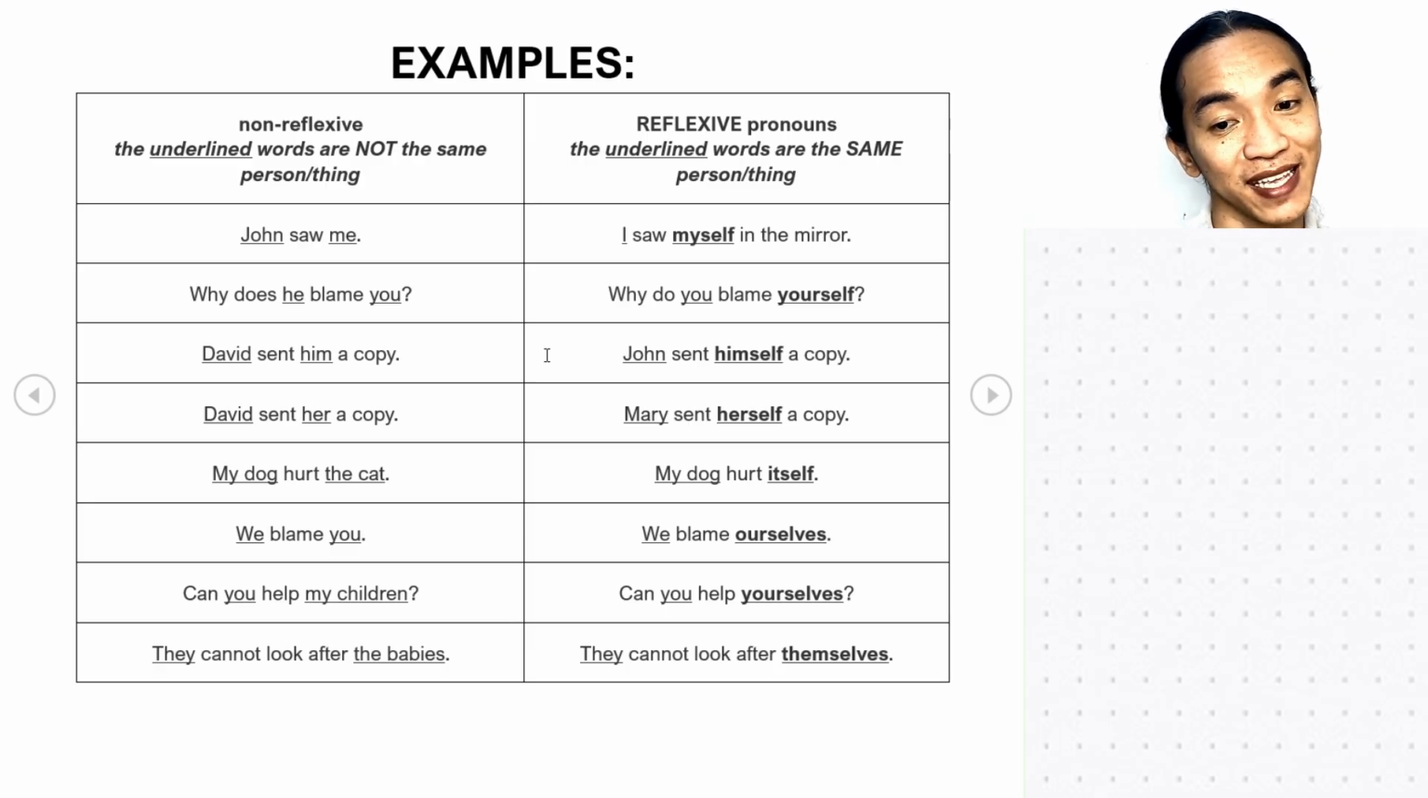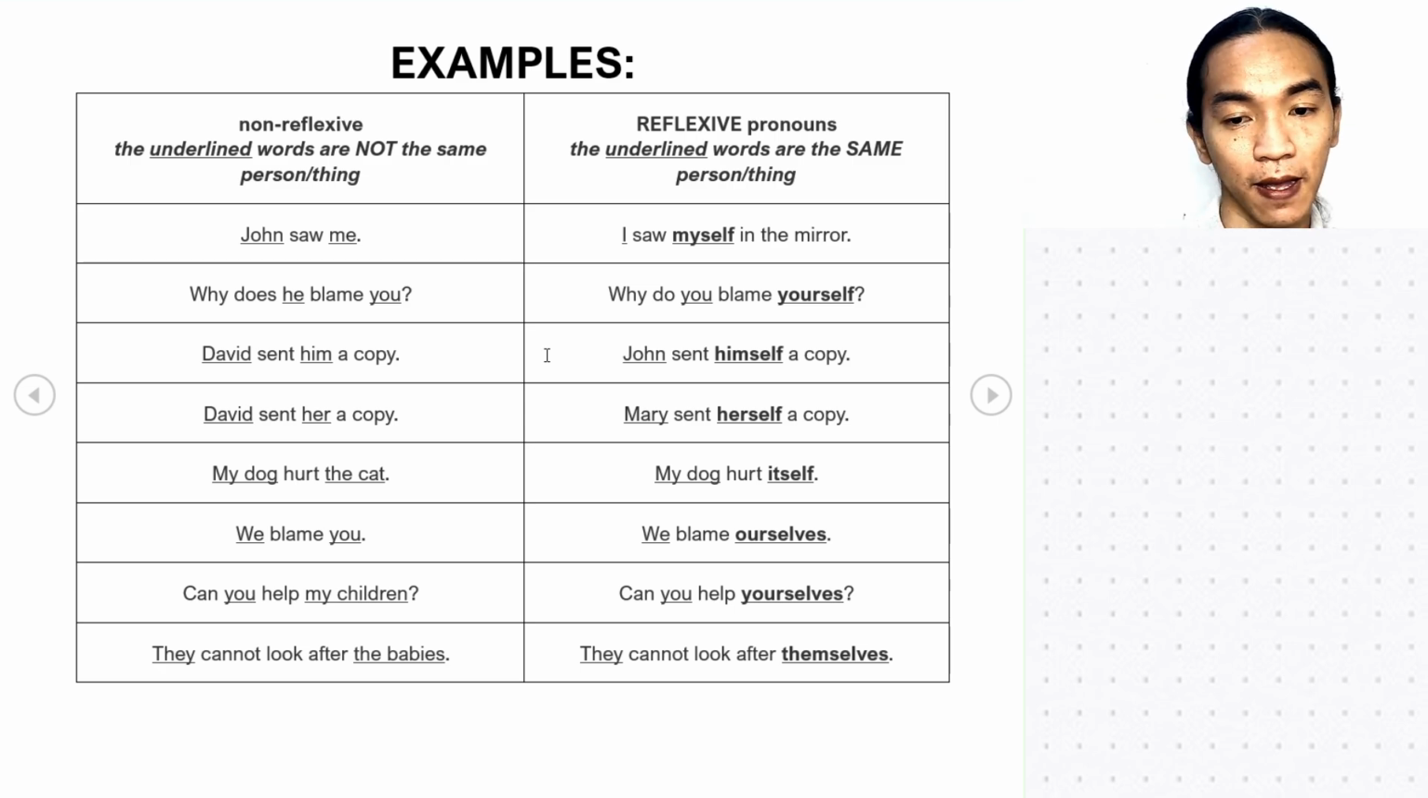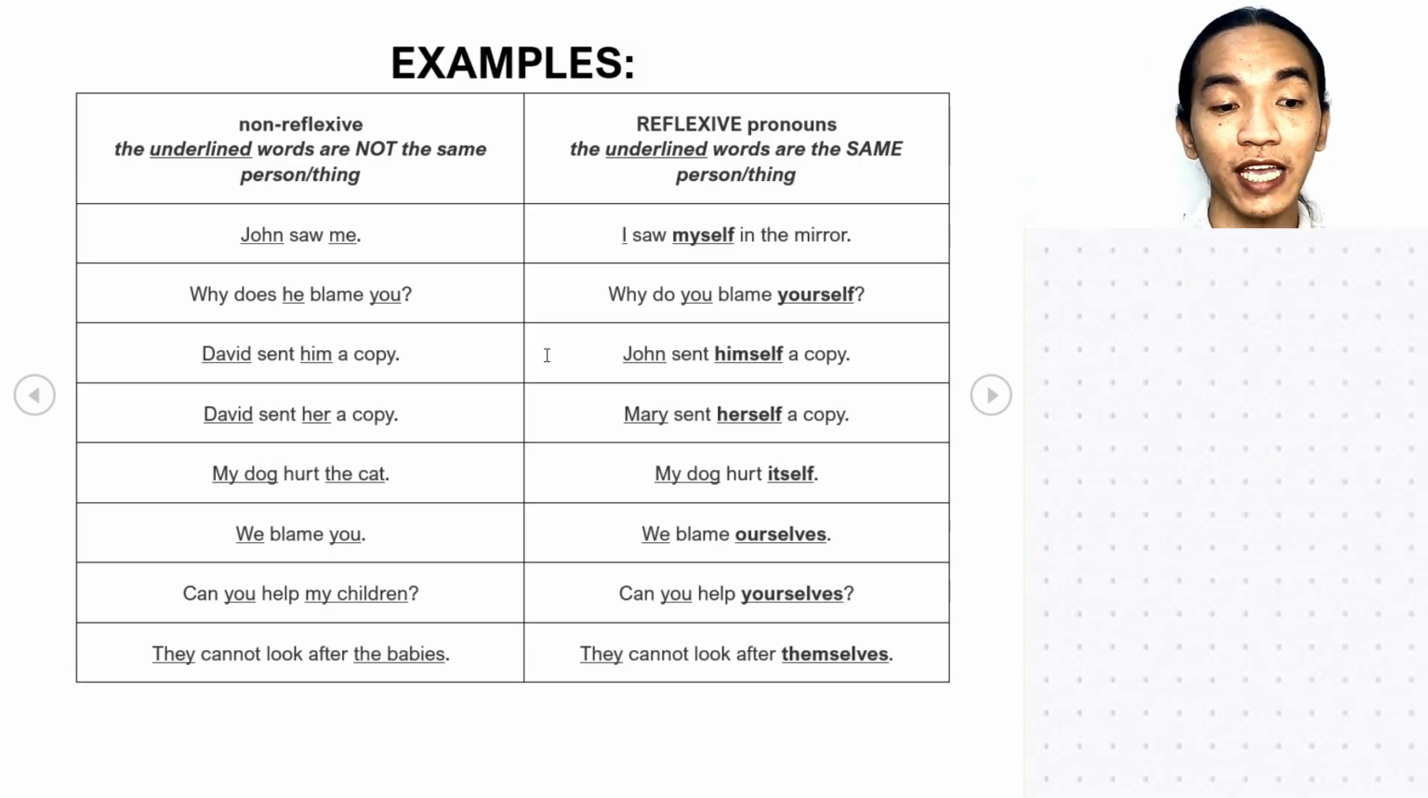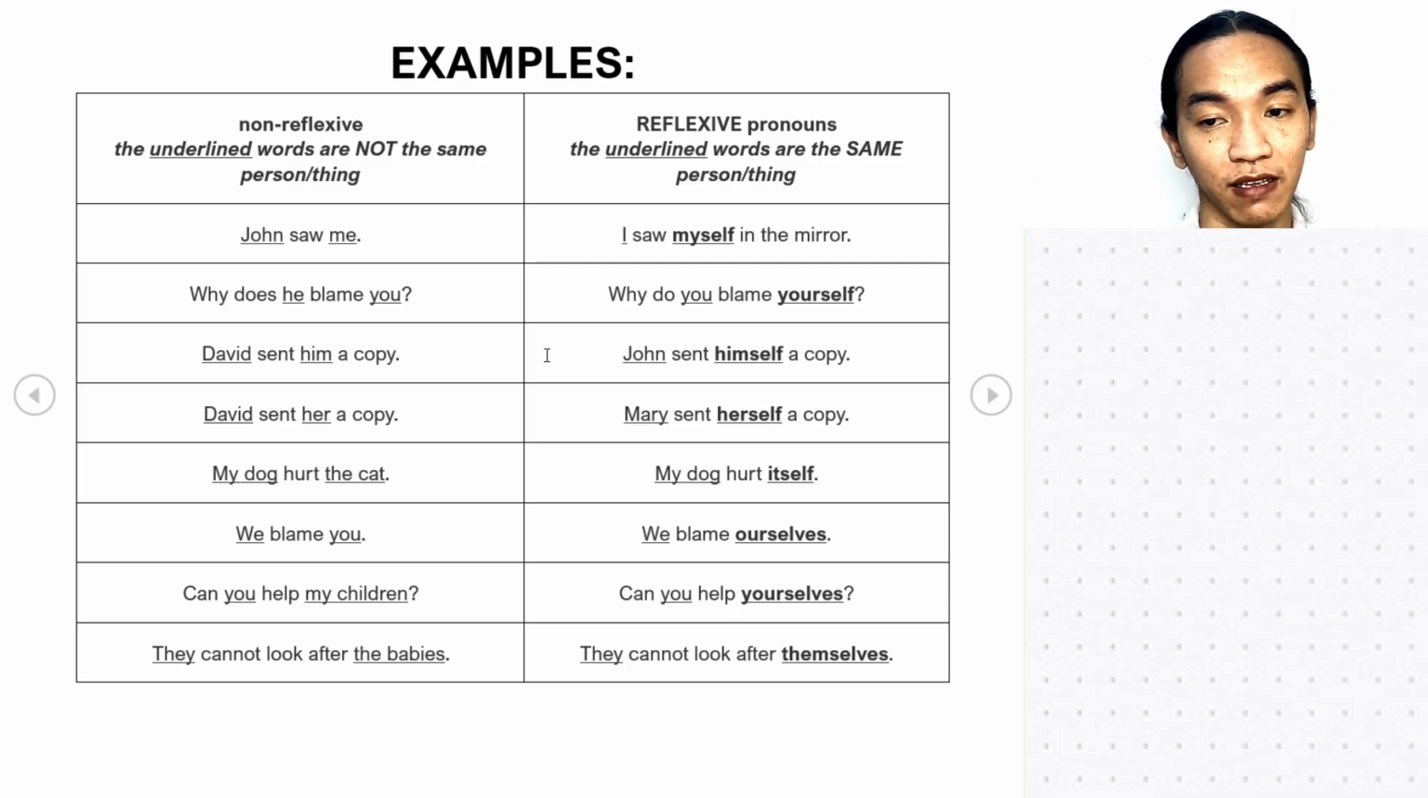John saw me. Why does he blame you? Two different people. David sent him a copy. It's not the same David, but another person. David sent her a copy. My dog hurt the cat, so they are different animals. We blame you. Can you help my children? They cannot look after the babies. As you can see, if these are two different people or things, we cannot use reflexive pronouns.